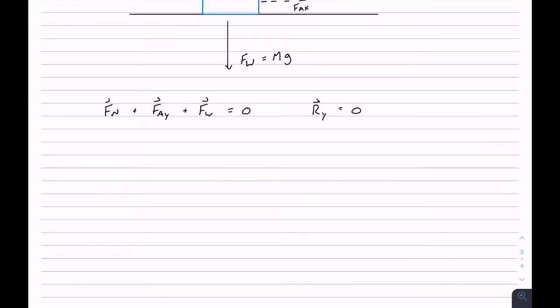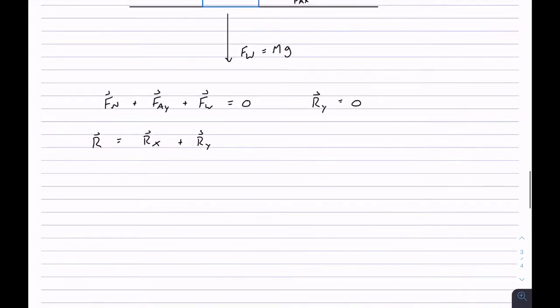Okay, so we're after the angle here. I think that's the next thing we're asked, right? What is the angle of the rope with the horizontal? So we can find that. Let's recall that our resultant vector is going to be rx plus ry. So we have x and y components of our resultant vector. But again, it's not jumping up or breaking through the ground, so r sub y is equal to 0.